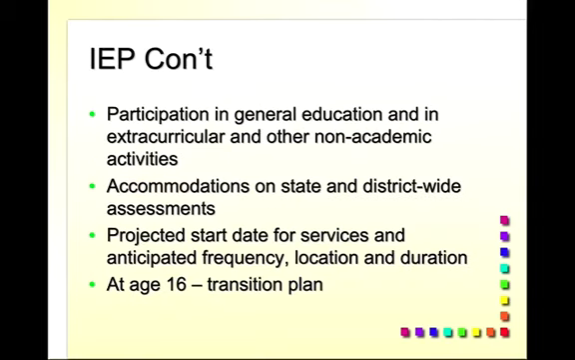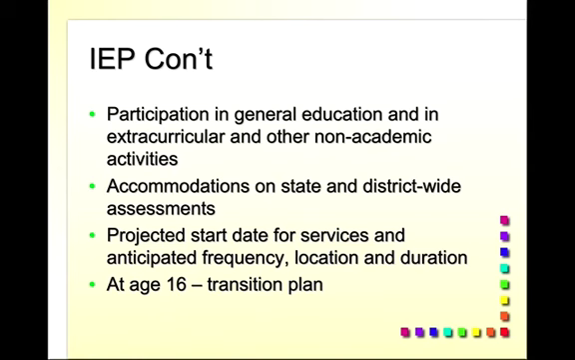There should be information about how much they're participating in general education and in extracurricular or other non-academic activities. Any accommodations on state or district-wide assessments need to be laid out within the context of the IEP document. There should be clear start dates for services, anticipated frequency, location, and duration for those services. So if, for example, a student was receiving speech and language pathology services for, say, 30 minutes a week, that should be clearly laid out that that student is receiving a 30-minute session with the speech and language pathologist on a weekly basis. Is the speech and language pathologist going into the general education classroom to provide that, or is it a pull-out service?